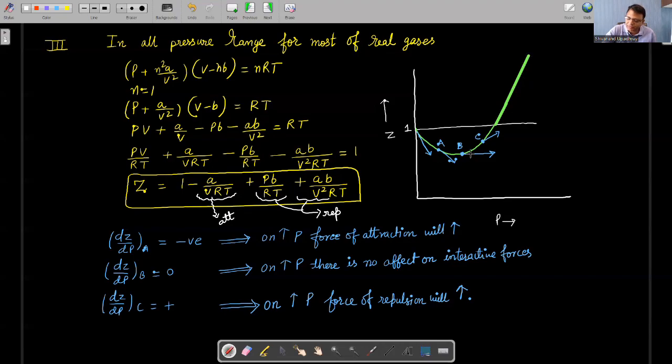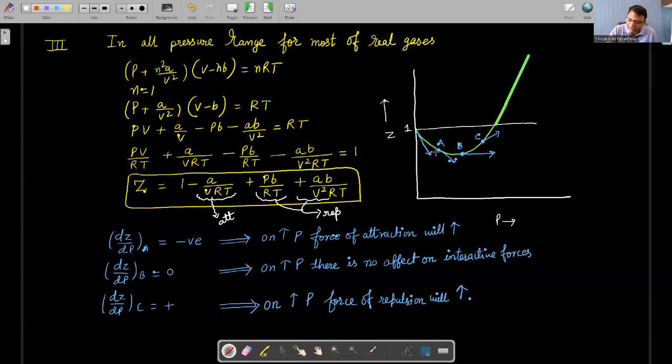So in intermediate pressure range, this is the exact graph. From this equation, we draw this graph. Now in this graph, we have denoted 3 points, A point, B point, and C point. At point A, if we draw a tangent, the slope of the tangent is negative, meaning the variation of Z versus P is negative. On compressing the gas, the value of Z is decreasing, meaning the force of attraction will increase.